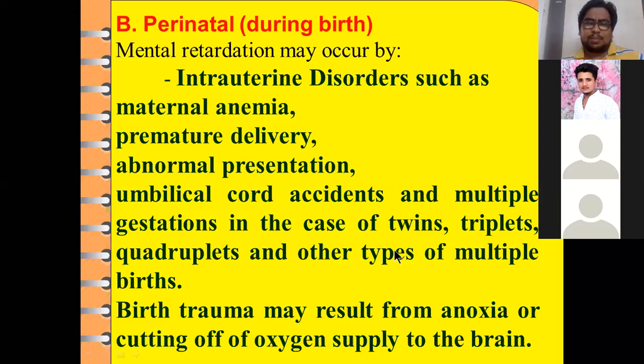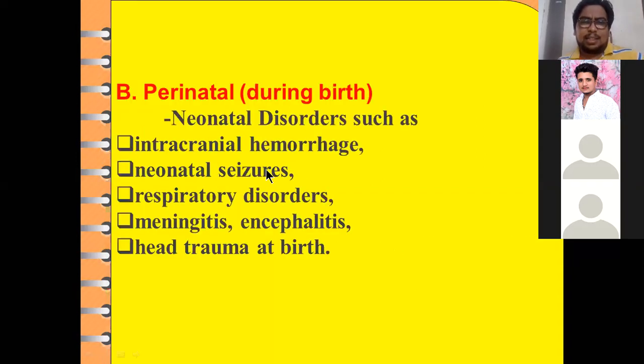The next one, which we want to see, is the other causes like neonatal disorders. Neonatal disorders like hemophilia or neonatal seizure, if epilepsy comes in a newborn baby, or any kind of respiratory disorder, respiratory distress, and meningitis, encephalitis. Meningitis and encephalitis are major bacterial infections affecting the baby, which may also cause mental retardation. And head trauma, that is birth injury, that we have discussed already.